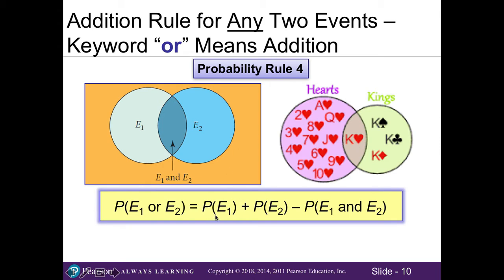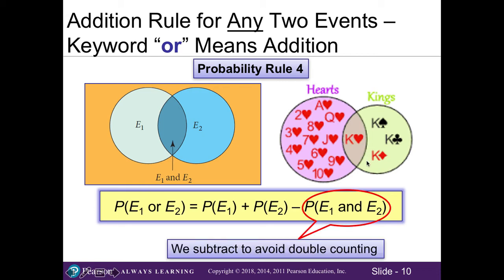So the formula states that we'll take the probability of event 1, in this case, cards with hearts, plus the probability of our second event, cards with kings, and then subtract the probability of getting a king with a heart. And the reason why we do this is because we do not want to double count the probability of our king of hearts appearing, because we see that there's an overlap here.